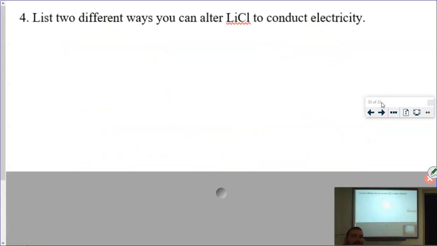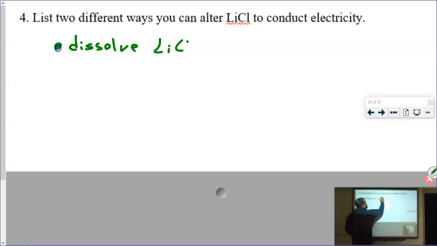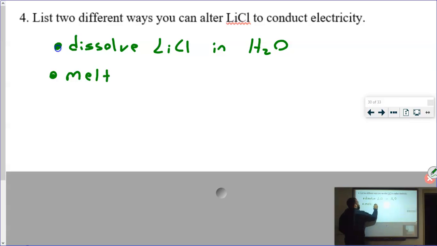Number 4. List 2 different ways that you can alter lithium chloride so that it would conduct electricity. All right, this is not bad. We kind of already talked about this, right? Lithium chloride is ionic. It's an ionic solid. Lithium is a metal, chlorine is a nonmetal. This is an ionic compound. So how can we get ionic compounds to conduct electricity? Well, we can dissolve it in water. That will work. The other way, melt it or make it molten.